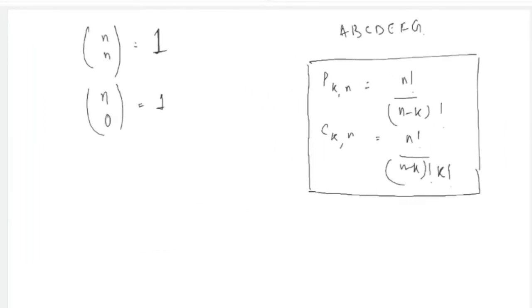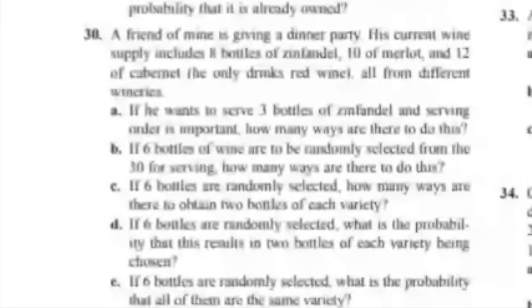Okay, let's look at question 30. A friend of mine is giving a dinner party. His current wine supply includes 8 bottles of whatever, 10 bottles of, and 12 bottles of. So there are 3 different drinks that a friend is serving at his dinner party. So you have 8, 10, and 12 bottles each of these 3 categories.